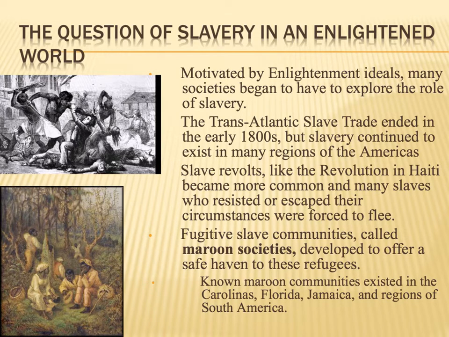And so slave revolts, like those in Haiti, became more common. There were more and more people who escaped slavery or fled and had to find somewhere else. And so this led to the development of what we call maroon societies. A maroon society is a fugitive slave community. And there were different communities developed in the Americas where fugitive slaves got together and formed their own little community of free people. There was one in the Carolinas, in Florida, which was not yet part of the United States, one in Jamaica, and other parts of South America.